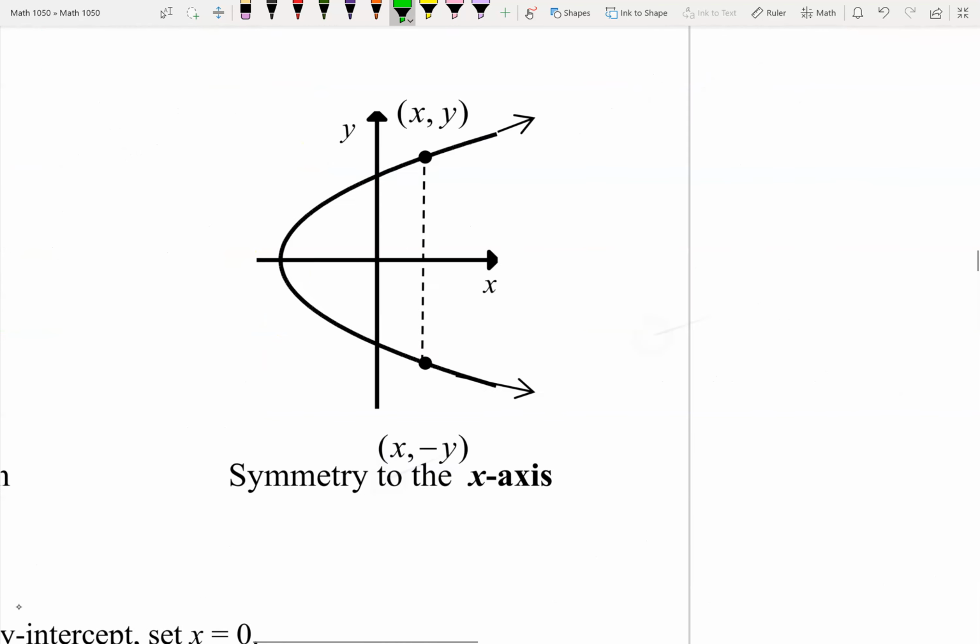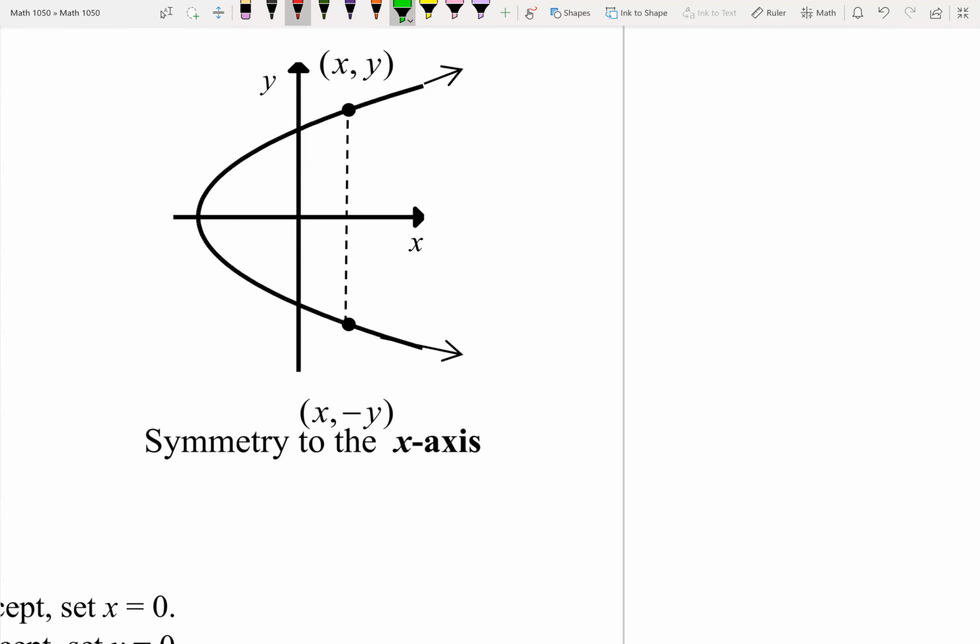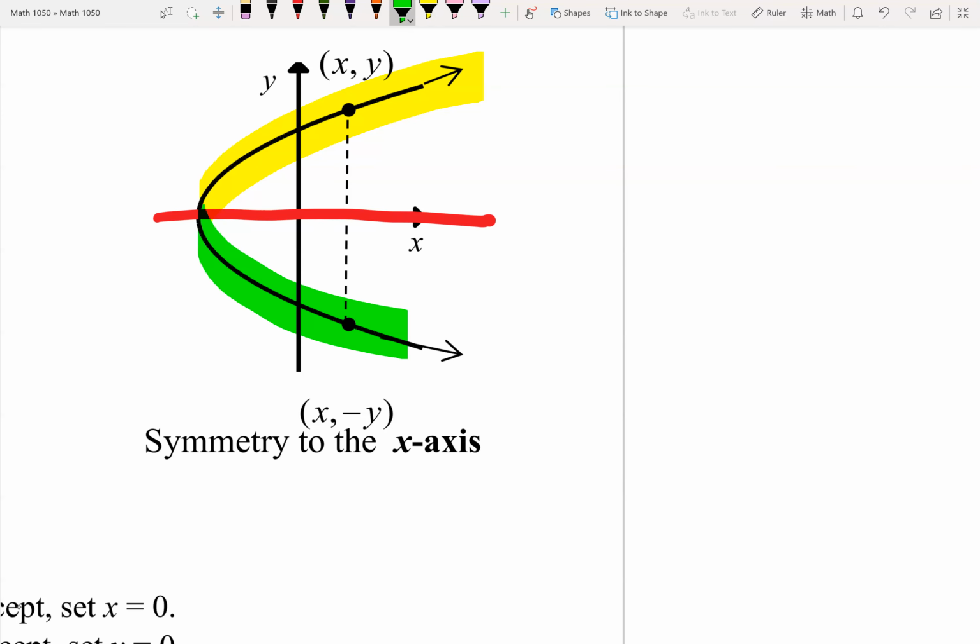Let's come over to this one right here. Symmetric across the x. Look guys, here's your x-axis. Half the graph is wet paint. Take that and fold it across the x-axis, and it lies perfectly on the other half. That's symmetric across the x-axis.